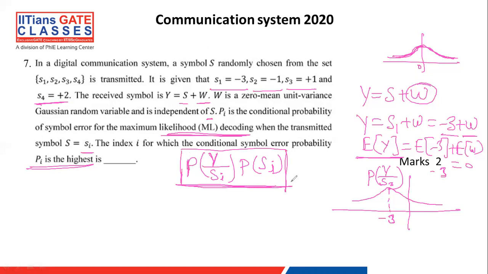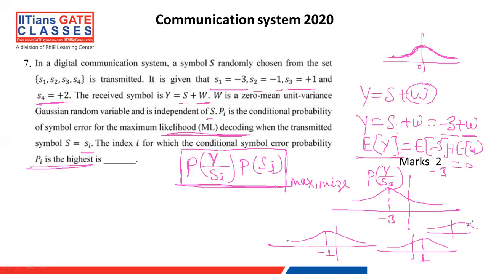So we try to maximize this. That's what the maximum likelihood tells. Okay, so now similarly, if you do for s2 equal to -1, it will be again a PDF which is centered at -1. Then if you do for s3 equal to 1, it will be again the Gaussian PDF which is centered at 1. And for the last one, it will be again the Gaussian PDF which is centered at 2.